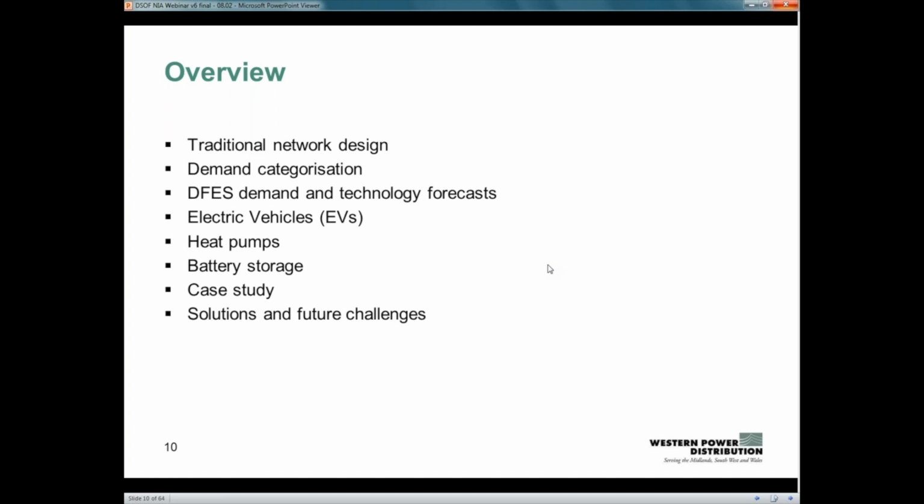I'm going to particularly focus on electric vehicles, heat pumps and battery storage. And then we'll do a little case study and run through the impact it has under one of our higher growth scenarios, and then look at some flexibility options that could be implemented to stop the need for reinforcement, and then finally some solutions and future challenges.